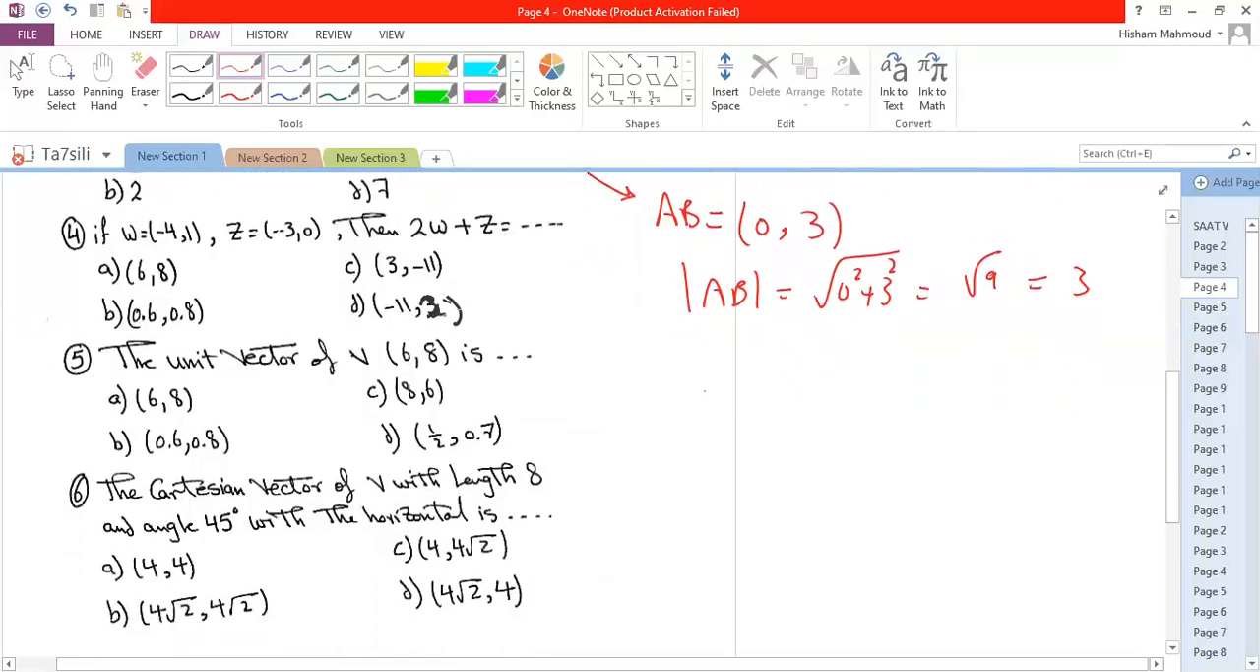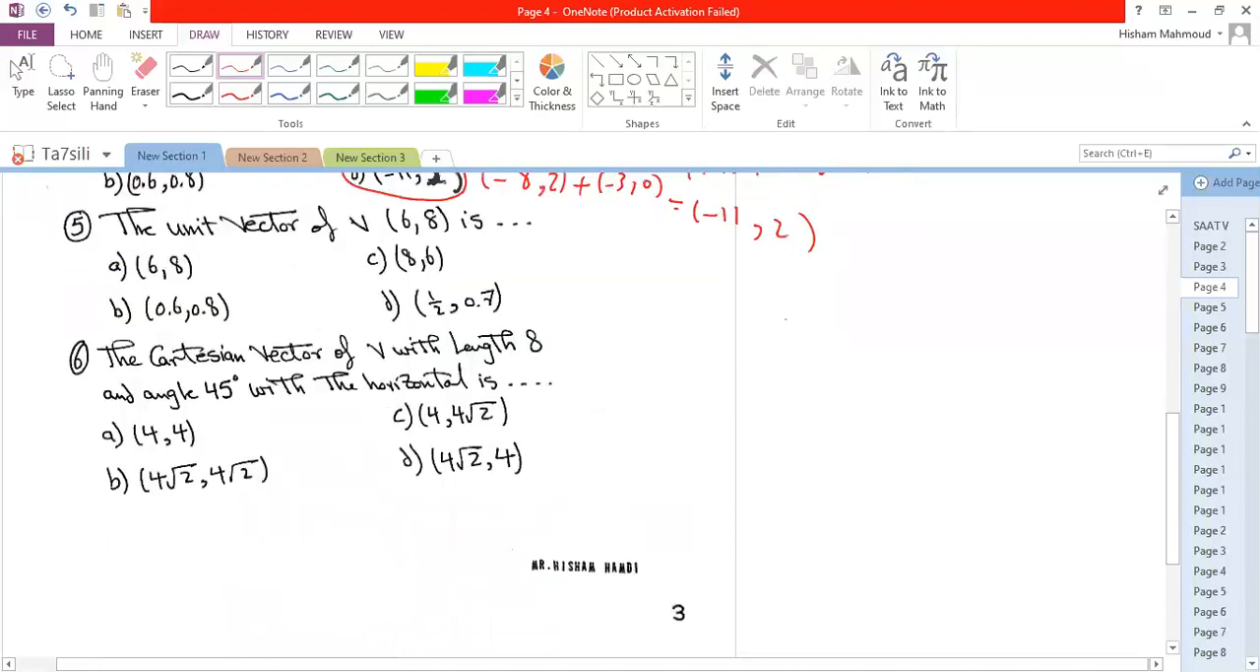For number 4, W is equal to (negative 4, 1), and Z is equal to (negative 3, 0). And I want to find the value of 2W plus Z. 2W means 2 multiplied by (negative 4, 1), plus Z, which is (negative 3, 0). 2 by negative 4 is negative 8, and 2 by 1 is 2, plus (negative 3, 0). Negative 8 and negative 3 is negative 11, and 2 plus 0 is 2, so the answer is (negative 11, 2).